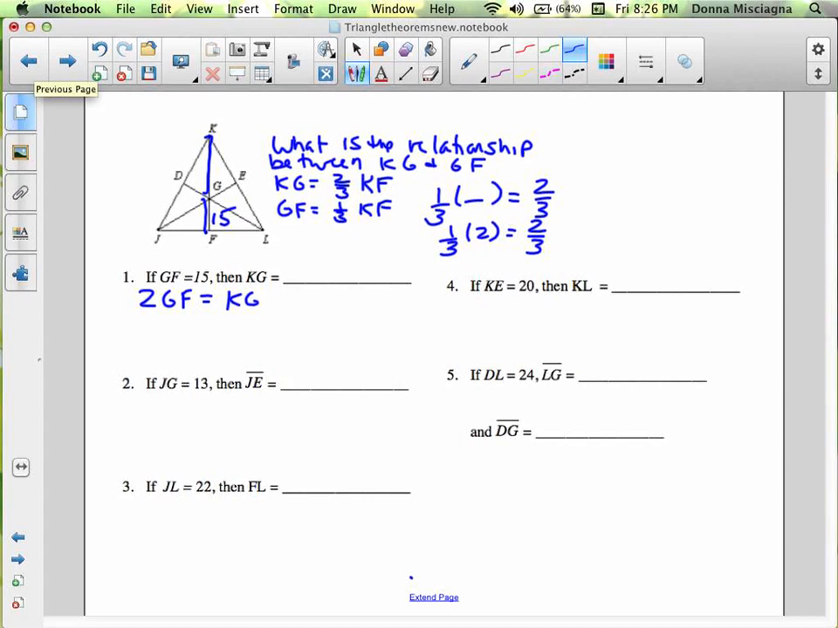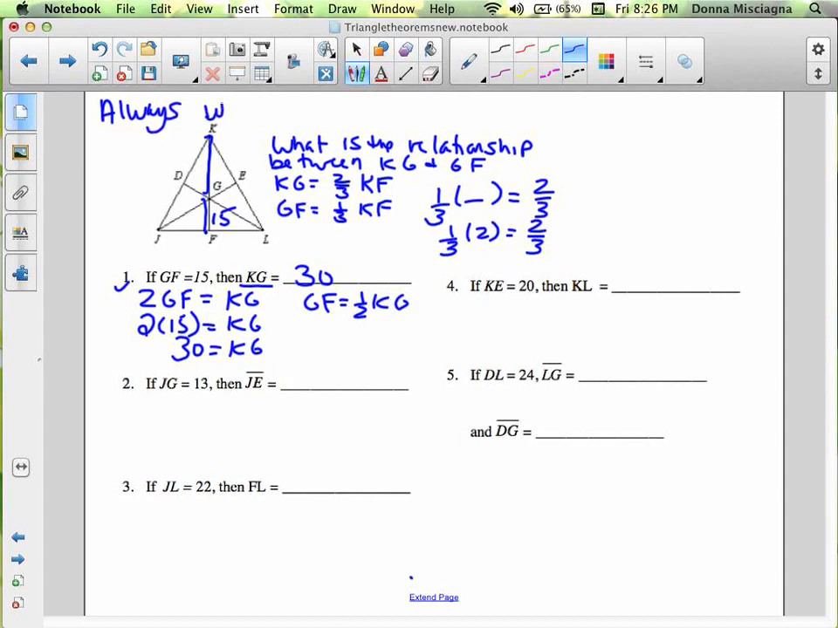Or GF is equal to half of KG. I'm solving for KG. I like this one here where it's isolated. Nothing wrong with the other equation though. It's just the one I like better. So if it takes 2 GFs to equal KG, it's going to take 2 times 15 to equal KG, and that's 30. Even if the math seems really simple, what I want to know is, do you know the relationship? Because that's the big thing. So always write the relationship between the segments before solving.